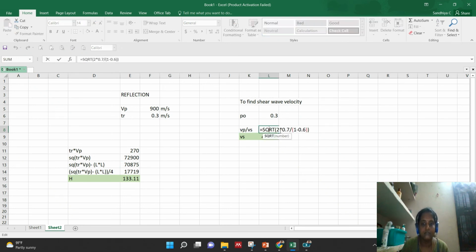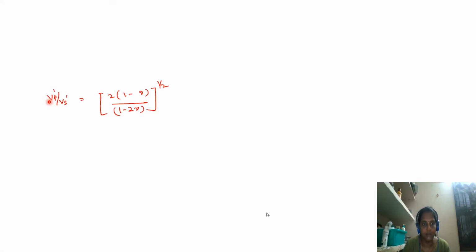So to find shear wave velocity, where your Poisson's ratio is 0.3, Vp by Vs equal to square root of 2 times of 1 minus 0.3, divided by 1 minus 2 mu, that is 0.6. Directly just a substitution only. So when we substitute, Vp by Vs is 1.878. So Vs equal to Vp, that is 900 divided by 1.878, so we get 481 meter per second. Direct substitution in the formula.